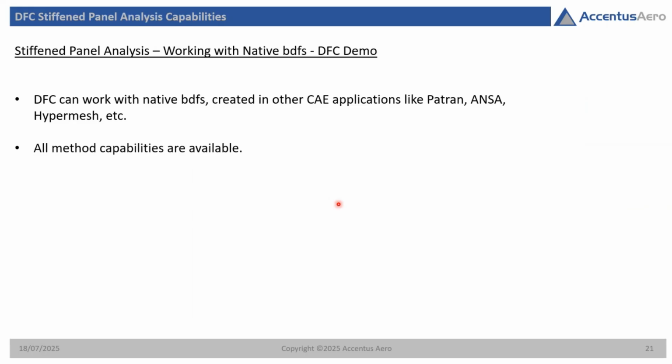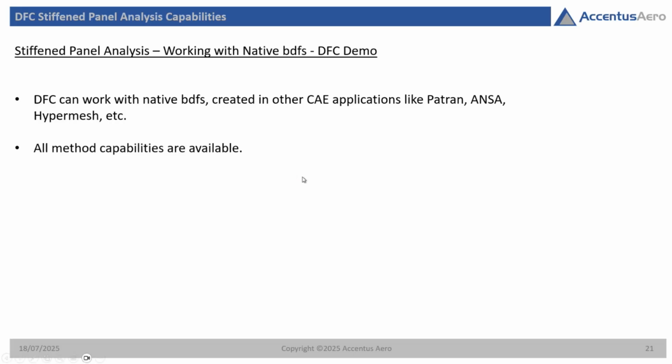Right, so let's have a look at our stiffened panel analysis and working with native BDFs. Apex is very nice and very efficient, and you want to use DFC, but I think now I need to rebuild all my models in Apex, and that is actually not required because DFC can work with native BDFs. All it needs is a BDF. You can create it in Patran, Ansys, Hypermesh, etc. And we can use Apex and DFC then to analyze those BDFs with the full capability that's available in DFC.